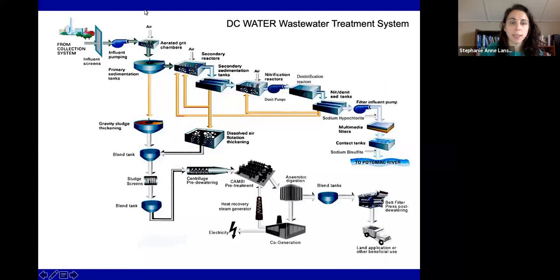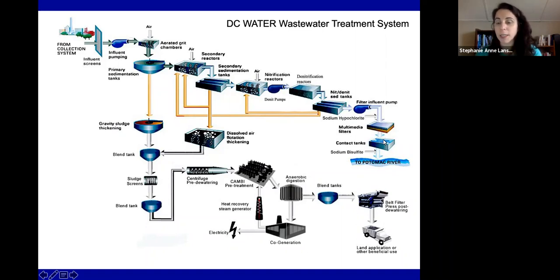So you can see again that the waste comes in, you have the screens, first you have an aerated grit chamber that gets rid of the grit, then primary settling tanks, gravity thickening of sludge, and then you have a blend tank where you then take the secondary reactors where you aerate it. Again, you have dissolved air flotation and thickening to get those sludges out. Then again, more aeration, nitrification and denitrification reactors. And then you go to those tanks.